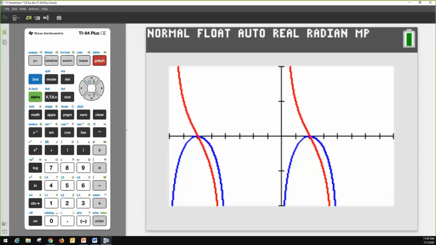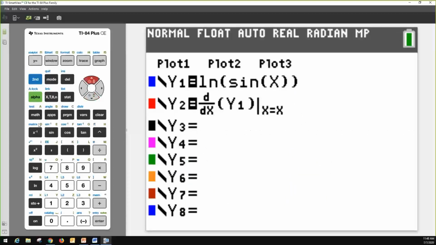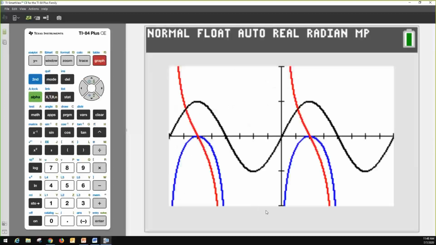To give us an idea on why so many gaps, let's go back and I'm going to add in a graph of sine x. So if I put sine x in here, you can see our derivative function only exists when sine x is greater than 0. So in actual fact, the solutions that I need are for sine x greater than 0.